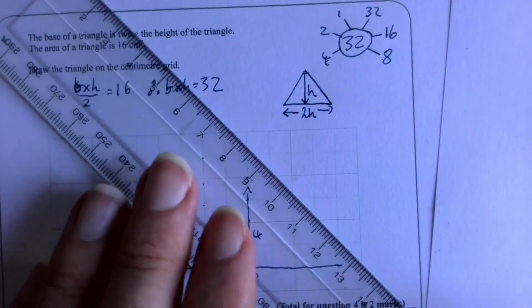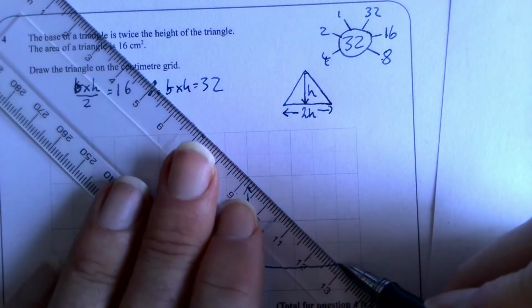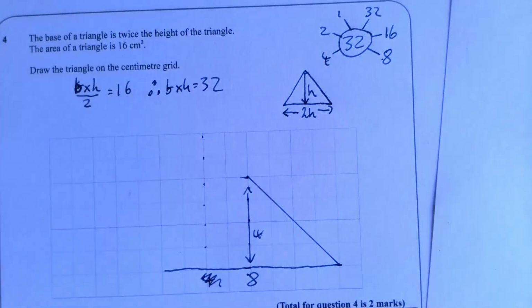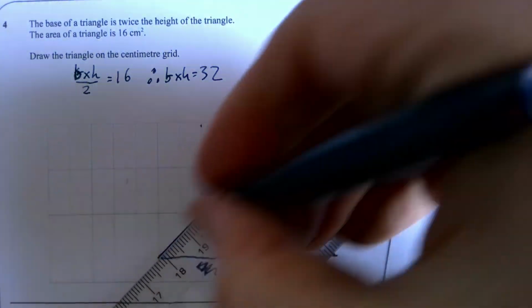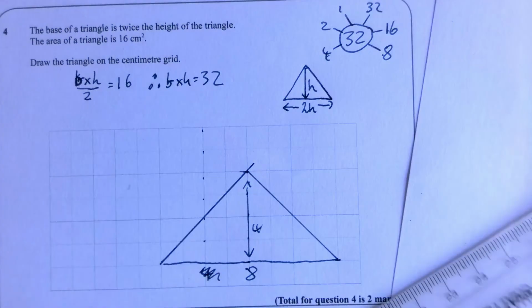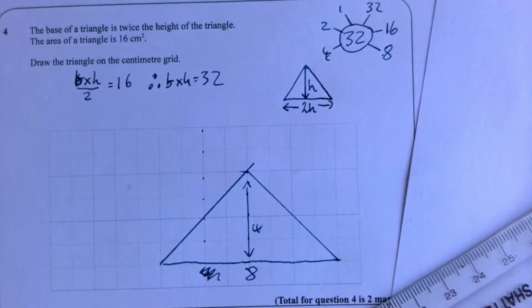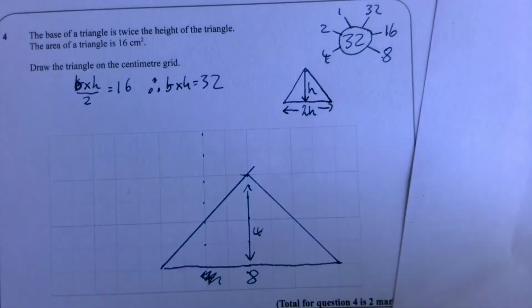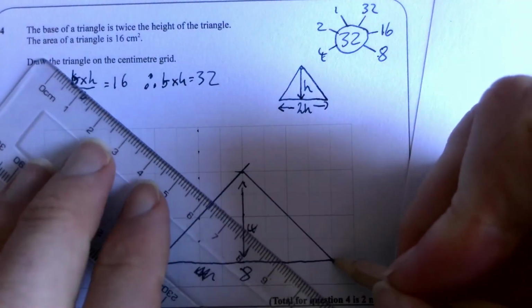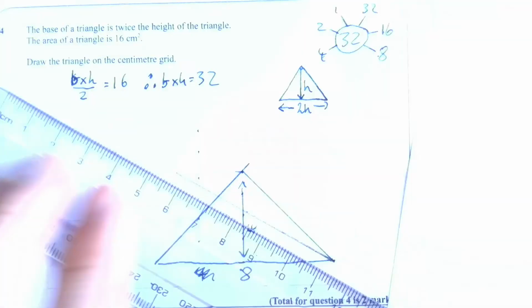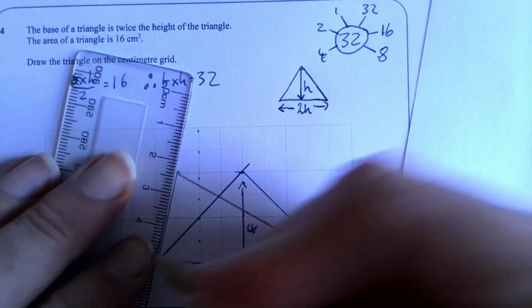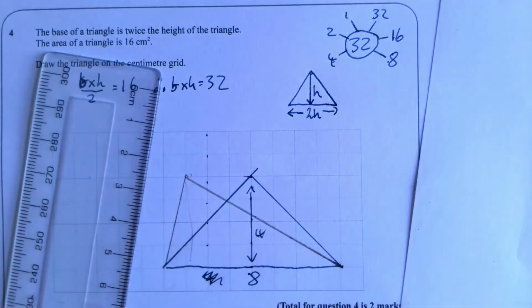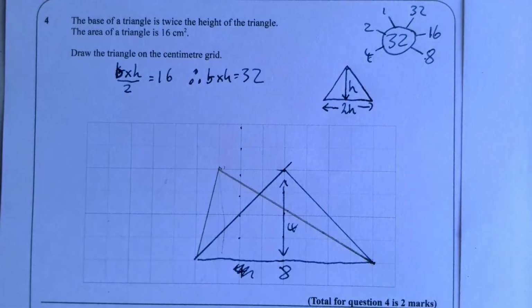vertical distance of 4 squares, your triangle could have a point anywhere up there. What I mean by that is if I do another one in pencil, I could, if I wanted to, go to that point, and that would still have the same area and it would still have the same height and base.